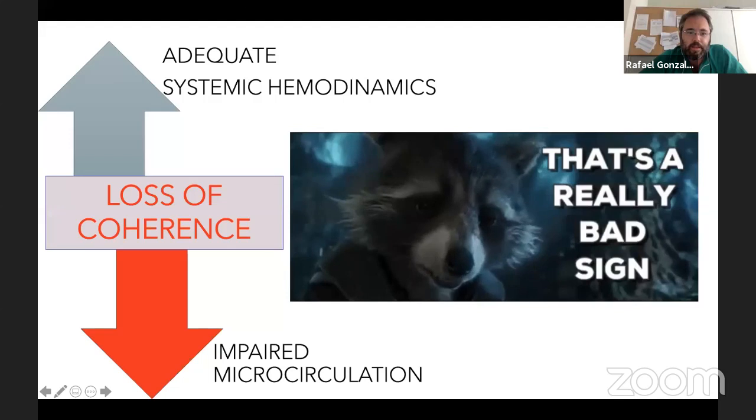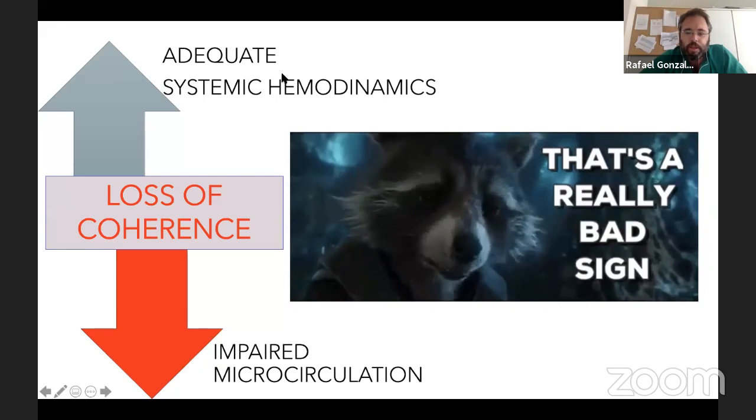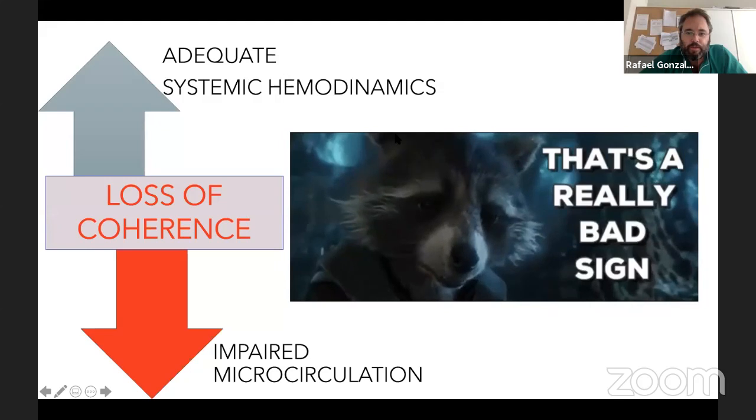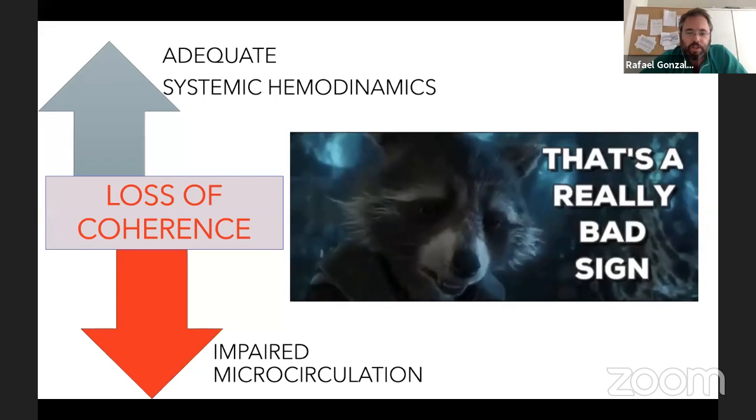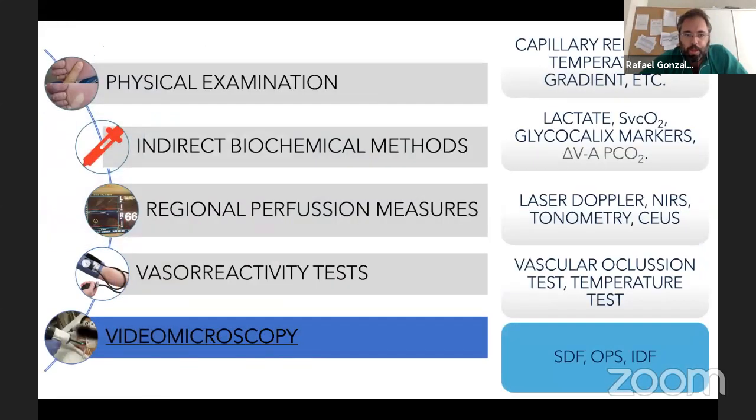This means that systemic hemodynamics and microcirculation are still impaired, and this worsens the prognosis of our patients, because the treatments we are giving them might originate adverse conditions in them. As Edgardo has explained, there are several methods to evaluate the microcirculation.